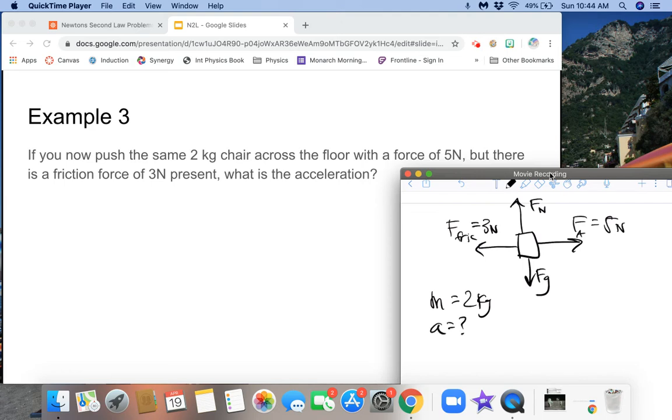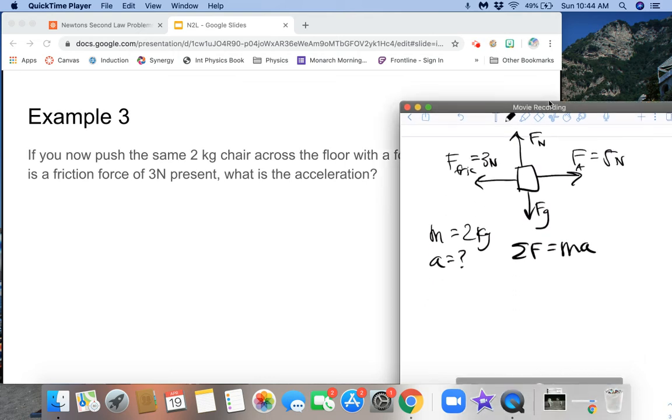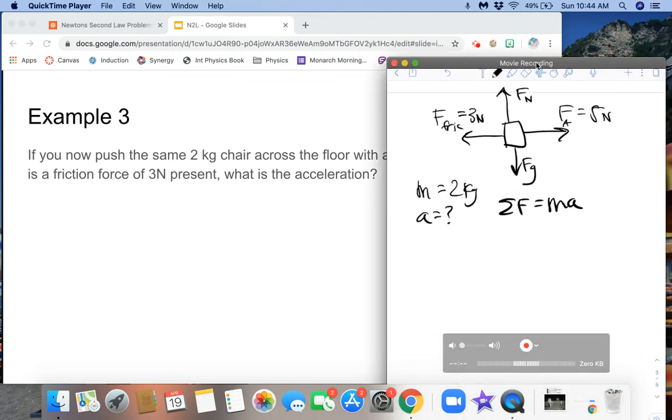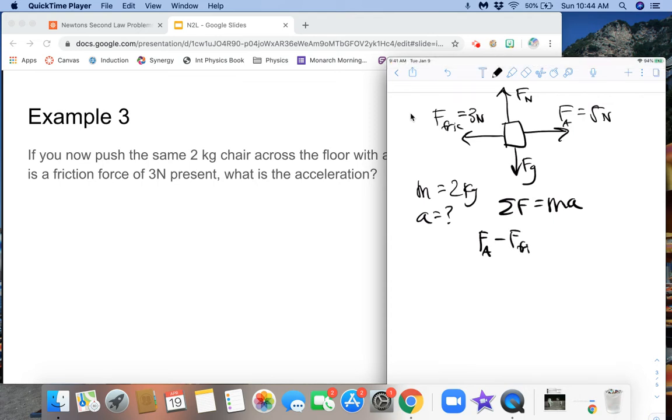So just like before, I'm going to write down my Newton's second law equation. So we get net force equals mass times acceleration. Now, net force in this case is made up of both the applied force and the friction force. So really, I have to add these things together. But remember, I say that one direction is positive and one direction is negative. So I'm going to say, okay, force applied is the positive force, and then my force of friction is my negative direction. So force applied minus force of friction equals mass times acceleration.